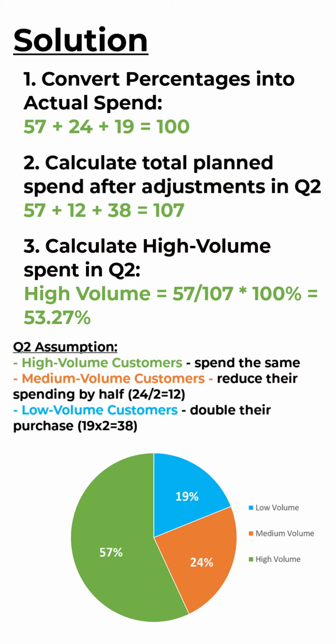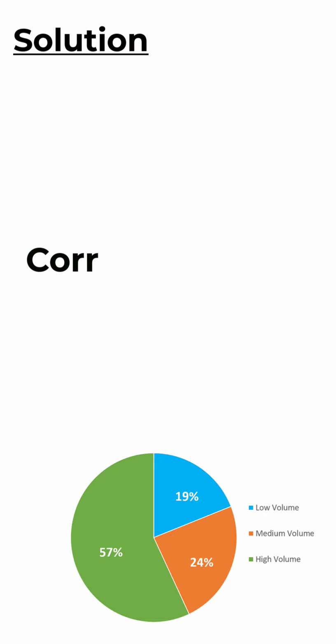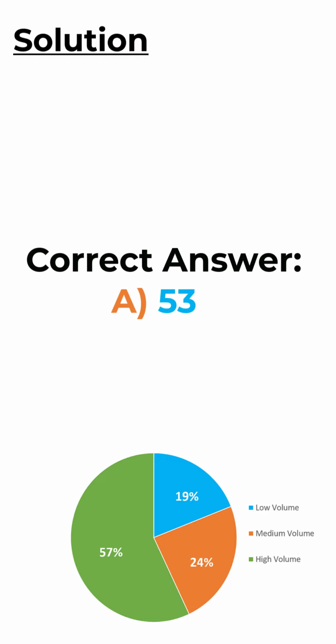So the new percentage value is 53.27%, which matches closest to choice A. So the correct answer here is choice A, 53%. Hopefully you've nailed this question and now know how to answer similar problems on the test.